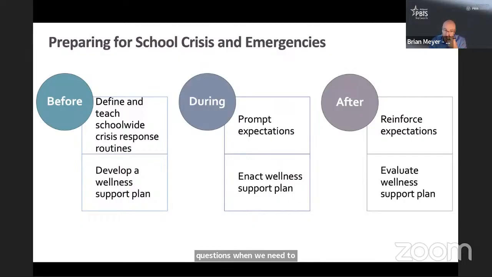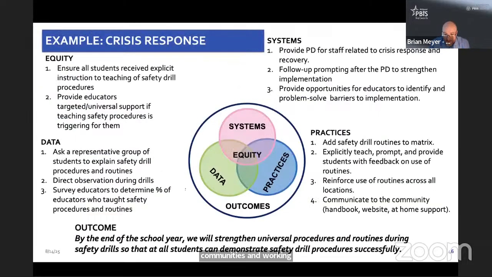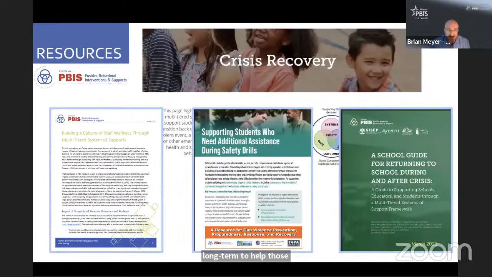Those kinds of things. So our national team has been involved in responding, on behalf of the Department of Ed, to violence in different communities and working long term to help those communities, but then to understand and share that with others. So there are some very helpful resources here.